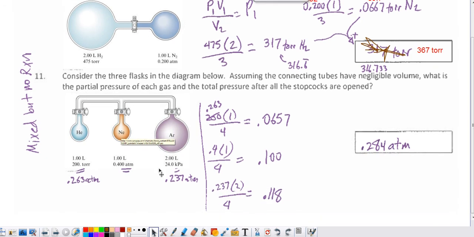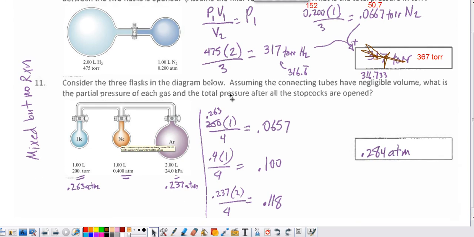I did catch it in number 11 though. I want to point out over here on the side, these compounds, these molecules, these atoms are mixing. They are not reacting. We've just created mixtures, not reactions. It's not hydrogen and nitrogen making something. They're just bouncing around in the same space. If there was a reaction, we'd have to do mole ratios and molar stoichiometry, but there's not, so we're good.